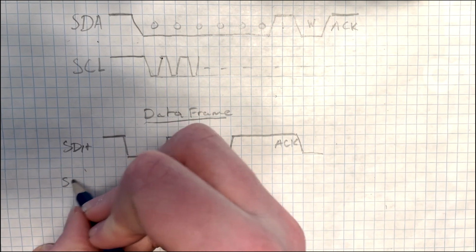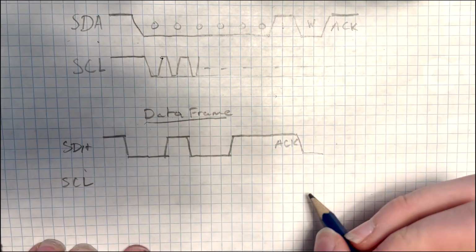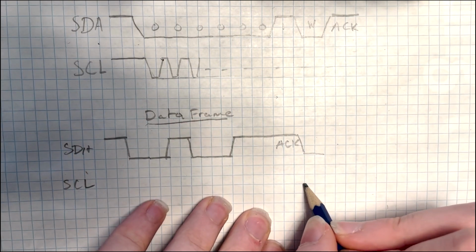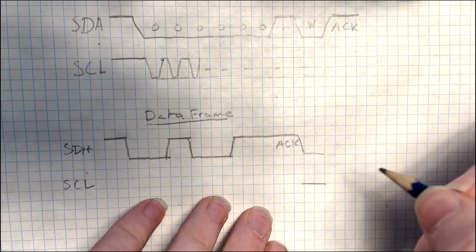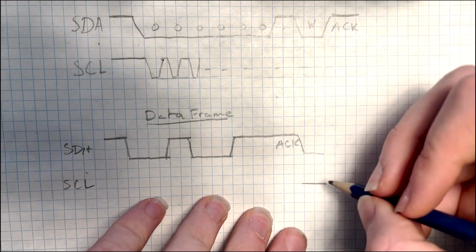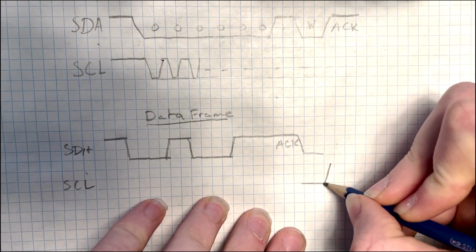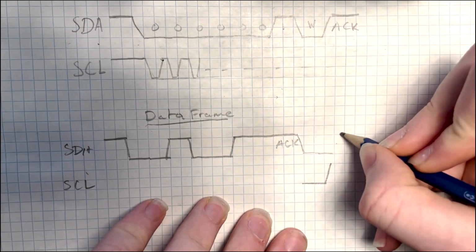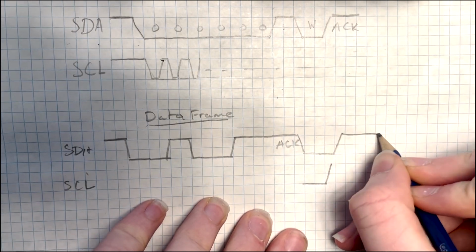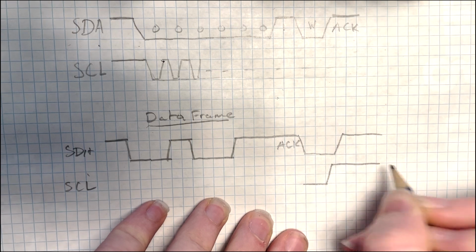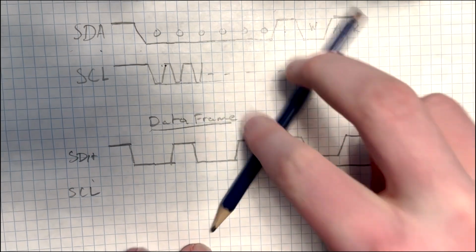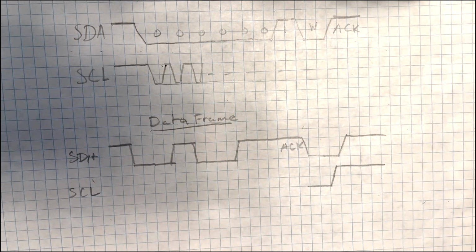And then we have our SCL down here. The clock will also be low. And the stop condition is that the clock goes high and then SDA goes high. It has to follow it. Otherwise, that is not a correct stop condition, and the controller will still have control of the bus.